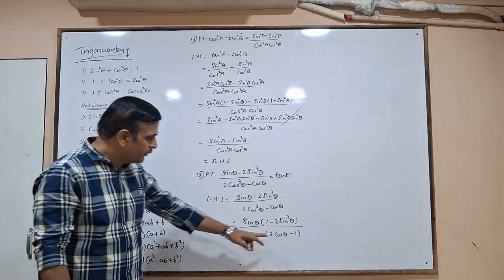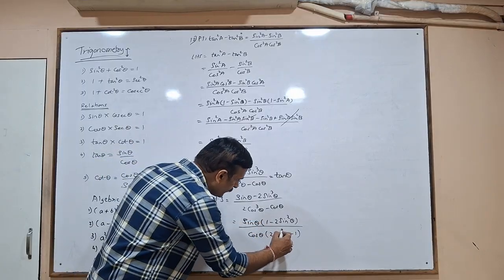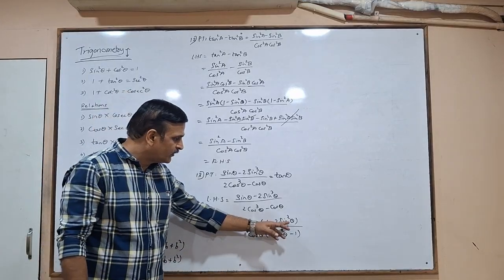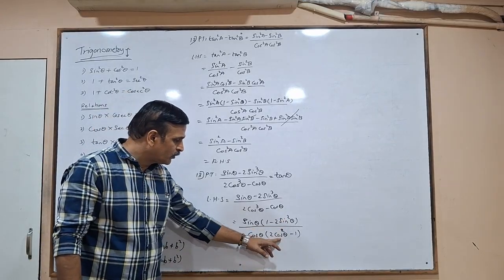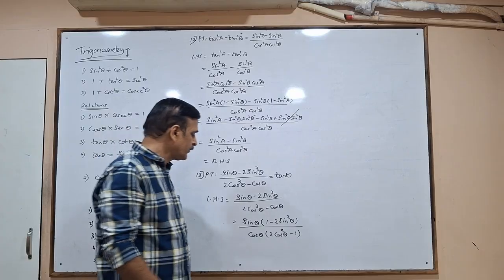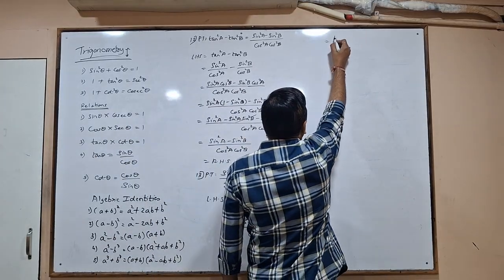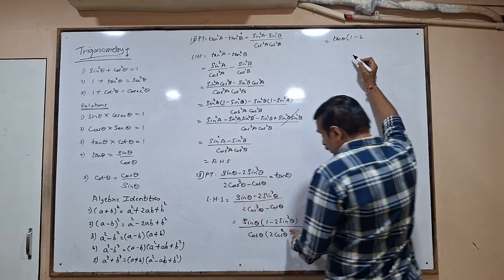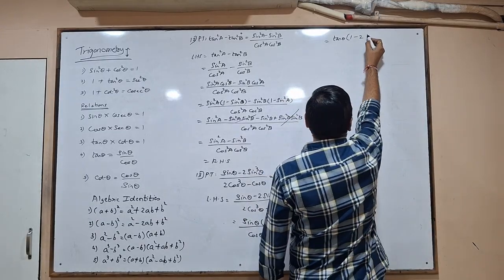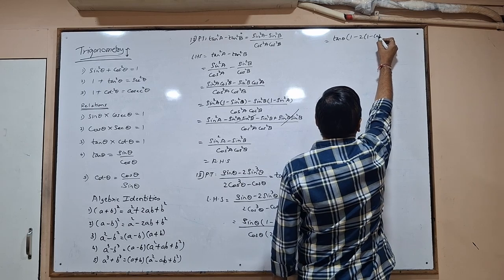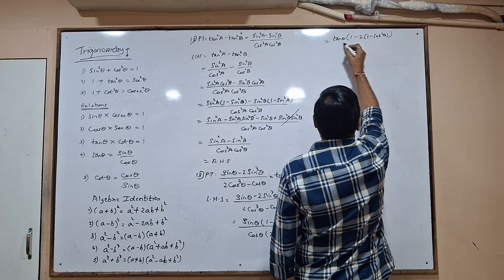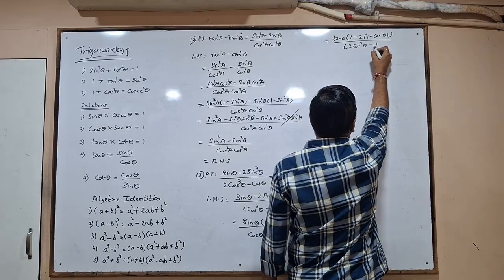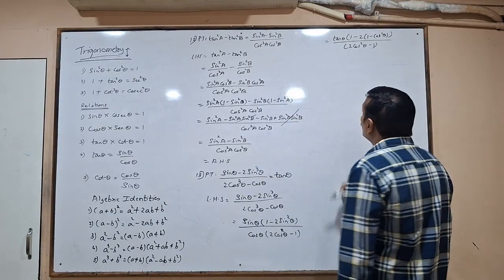Now our job is to eliminate this. It is cos square. So our job is to eliminate this. Either you convert sin square to cos square or you convert cos square to sin square. It is your choice. So it is tan theta, 1 minus 2. Instead of sin square, I will write cos square, which is 1 minus cos square theta, the whole upon 2 cos square theta minus 1.